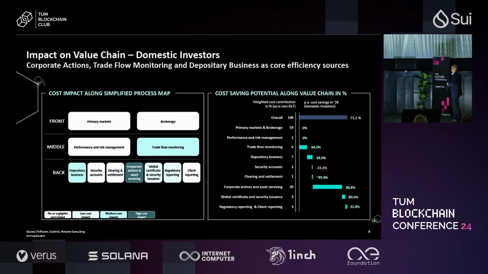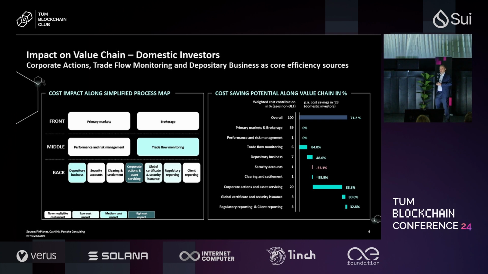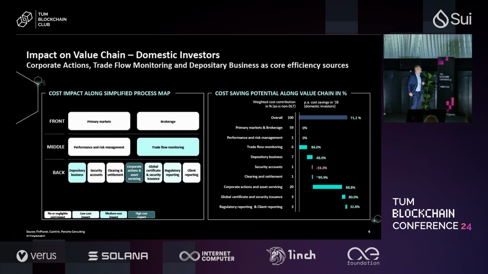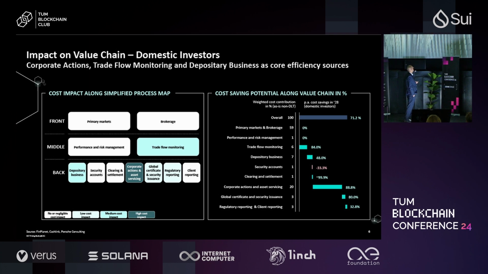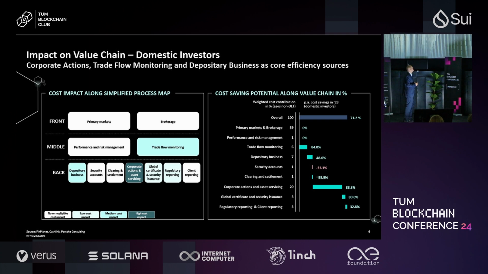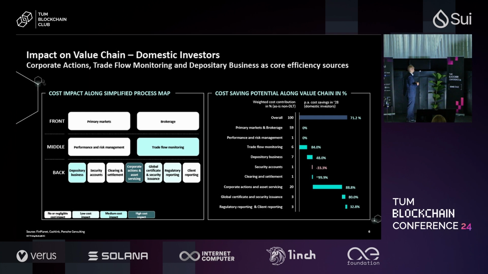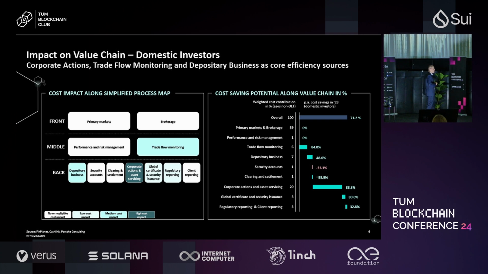And I think if you look at the right side of the slide, you also see the percentages, and those are quite massive numbers. For example, trade flow monitoring, which I already mentioned, 48%. Depository business cut in half. Clearing and settlement virtually reduced to nothing, with the notion that the overall pie is quite small here. And also very important, the corporate action part with 88%.